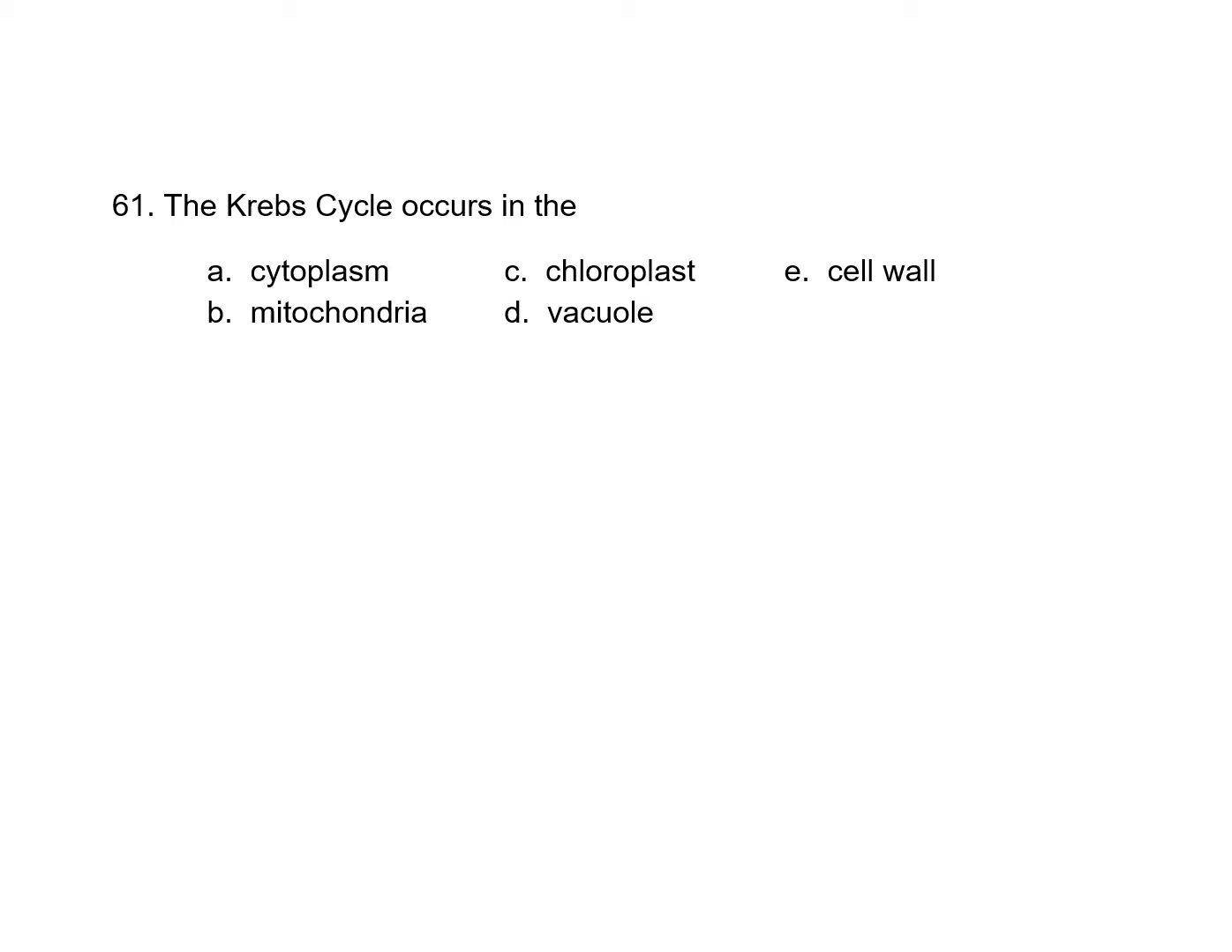Number 61. The Krebs cycle occurs in the A, cytoplasm, B, mitochondria, C, chloroplast, D, vacuole, or E, cell wall. The answer is mitochondria.